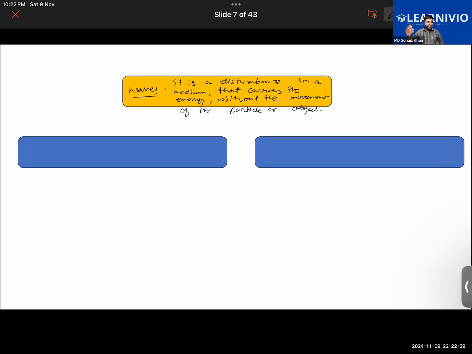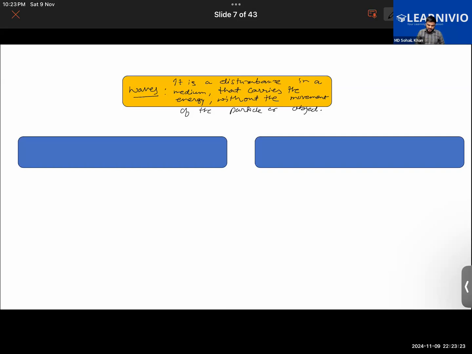Although you don't get to see that disturbance, there's disturbance in the medium in which the sound will be traveling. Particularly as we're talking about sound, sound will also produce some disturbance in the medium in which it travels. Getting it, everyone? Yes, sir. So I was saying that there are two types of waves.